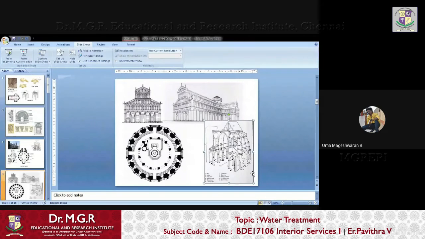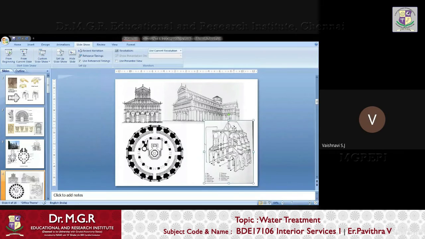So what are these parts called? Buttresses, ma'am. Buttresses or flying buttresses. These are called flying buttresses, and this part at the bottom is called a buttress. Correct.